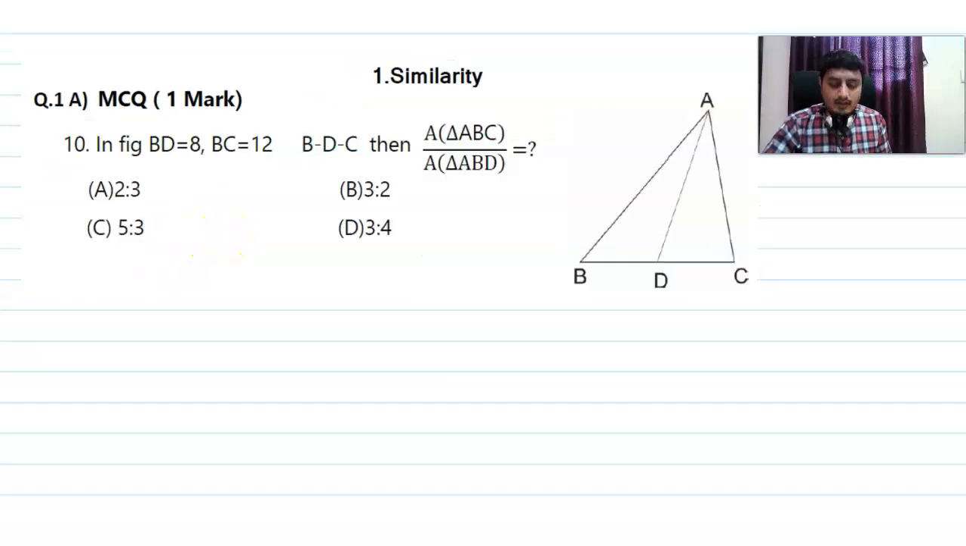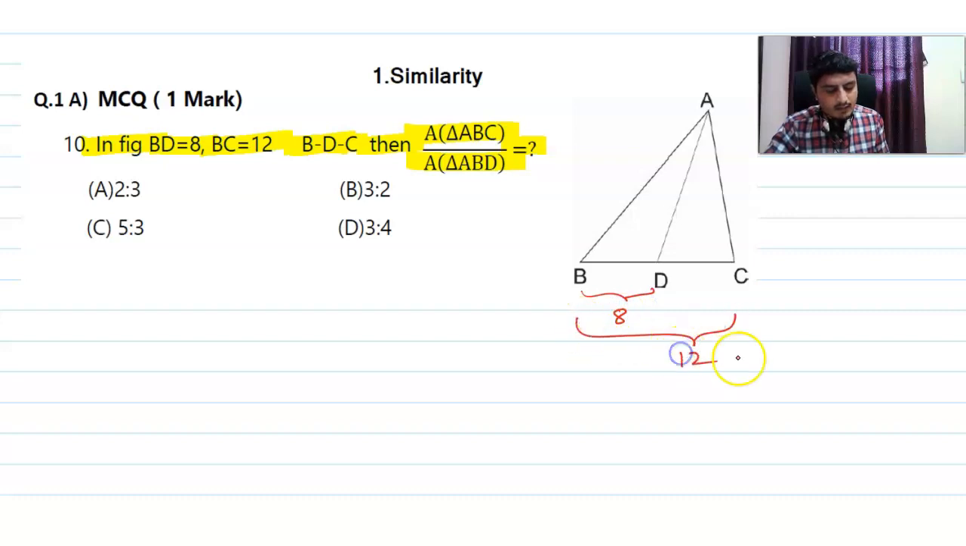Look at the next and the last MCQ, number 10. In the figure, BD equals 8, BC equals 12, and the point of collinearity holds: B, D, C in that order. Then area of triangle ABC divided by area of triangle ABD is equal to? We have four choice codes, among them we have to choose the correct one. We have given the value of BD is 8 while BC is 12.